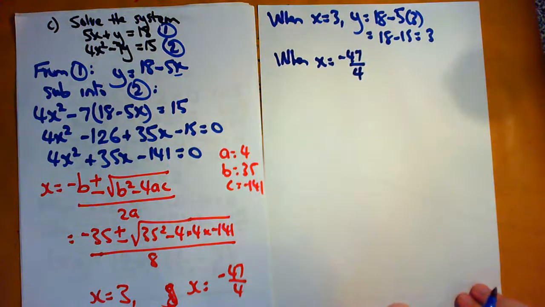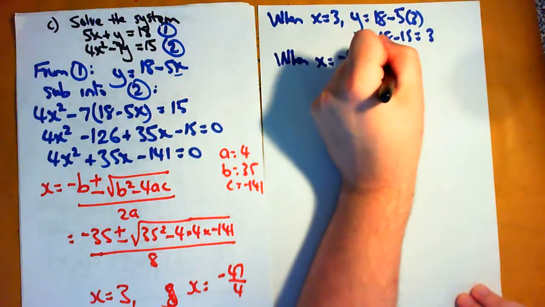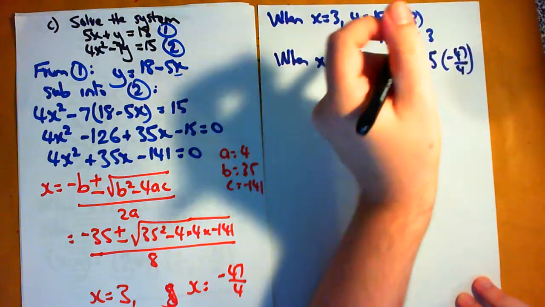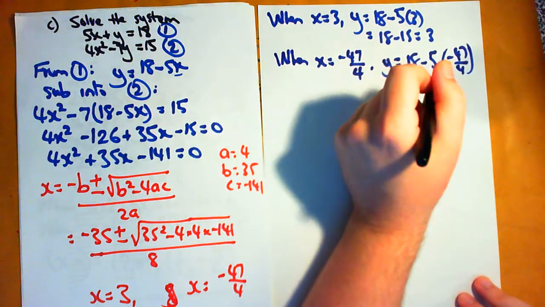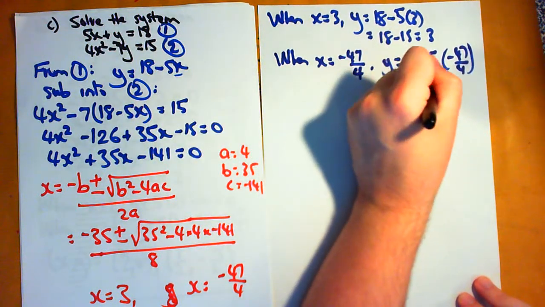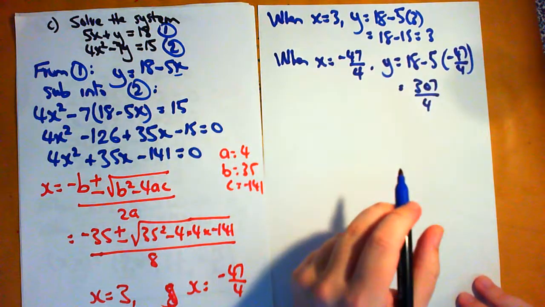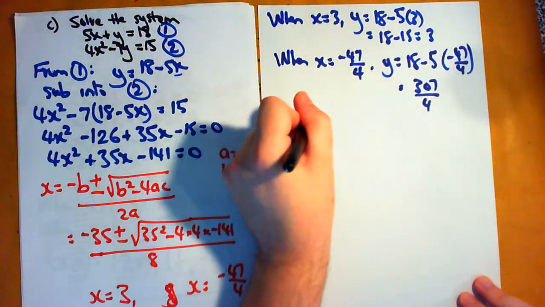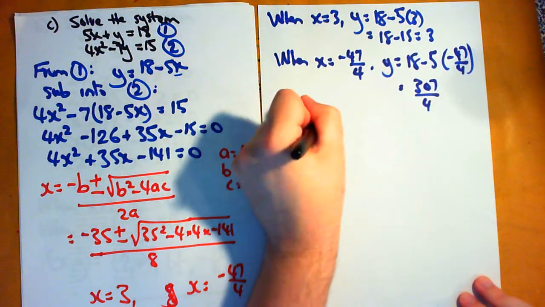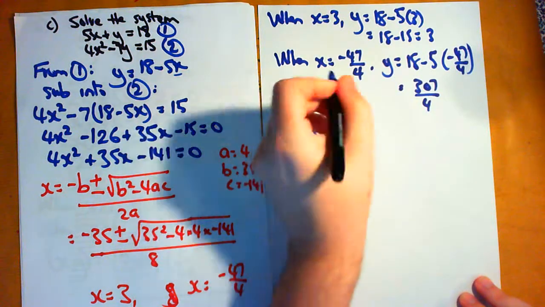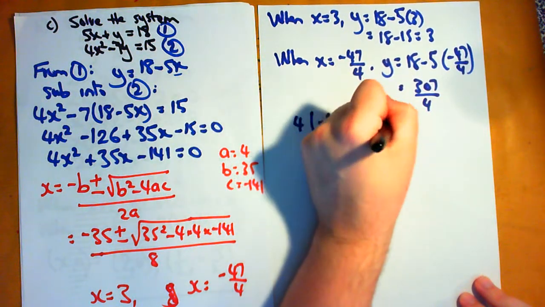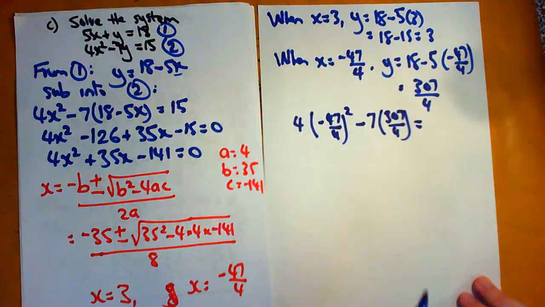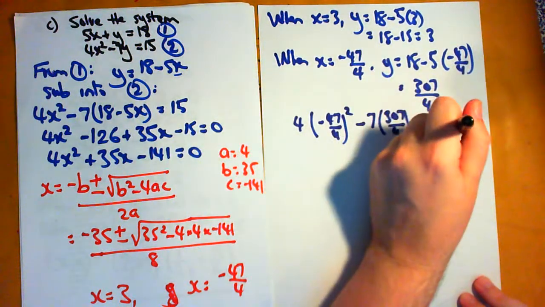So when x equals negative 47 over 4, we get y equals 18 minus 5 times minus 47 over 4, which turns out to be 307 over 4. Okay, so another way we could check this is by putting it into our calculator. 4 times x, which was negative 47 over 4, squared, minus 7 times 307 over 4 equals, put that in your calculator, that does turn out to be 15, so that works.